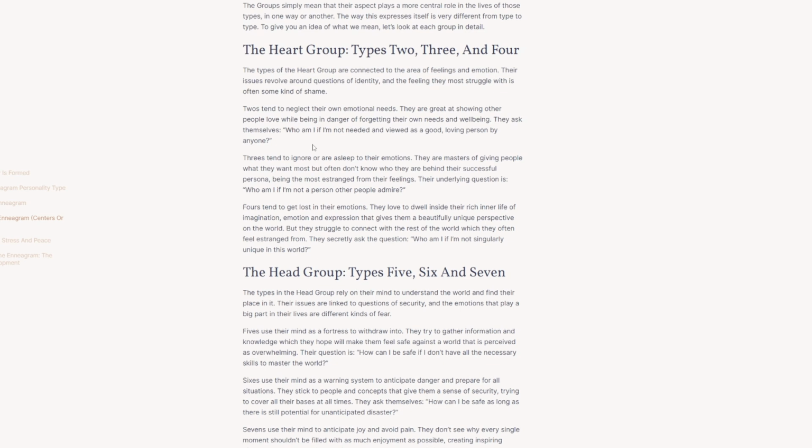They love to dwell inside their rich inner life of imagination, emotion, and expression that gives them a beautifully unique perspective on the world. But they struggle to connect with the rest of the world, which they often feel estranged from. They secretly ask the question, who am I if I am not singularly unique in this world? So they're mostly just detached from the world. So that's the heart group.